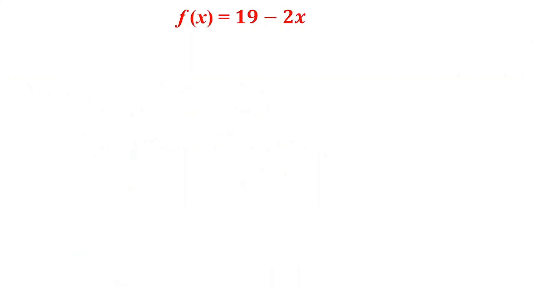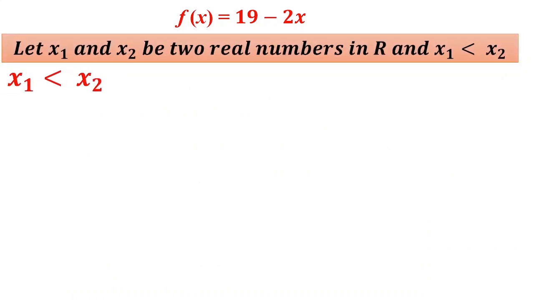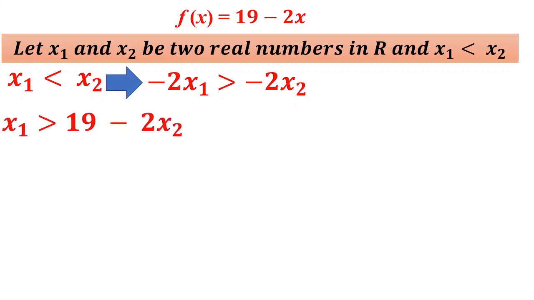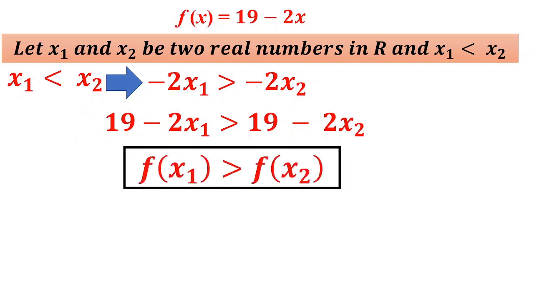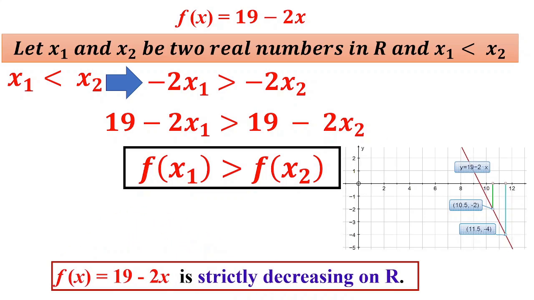Let us take another function, 19 minus 2x. As usual, let me take 2 points x1 less than x2. Now I am multiplying both sides by minus 2. All of you know by the property of inequality, the inequality will turn. That is, minus 2x1 will be greater than minus 2x2. Add 19 to both sides, so f of x1 is greater than f of x2. I started with x1 less than x2, but I am getting f of x1 greater than f of x2, so it is strictly decreasing. And you are seeing on the right hand side that whenever x is increasing, the value of f of x is decreasing.